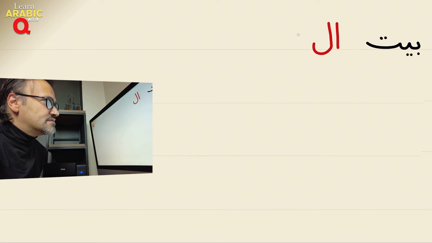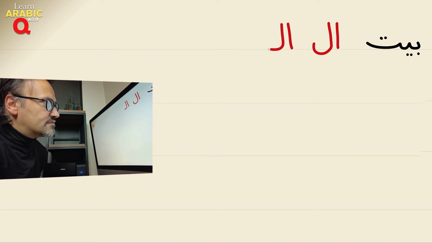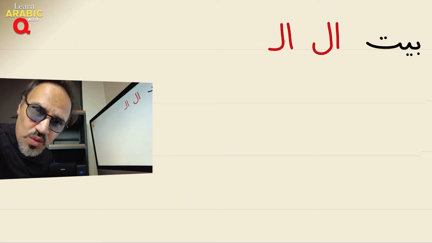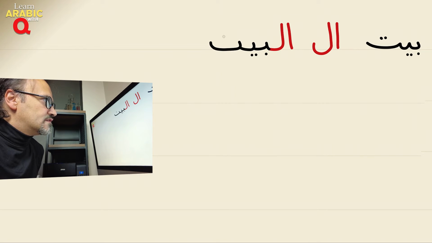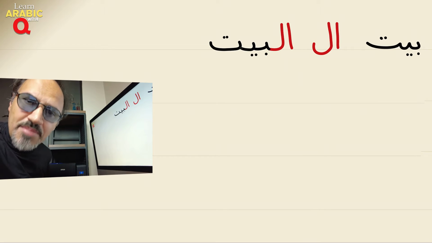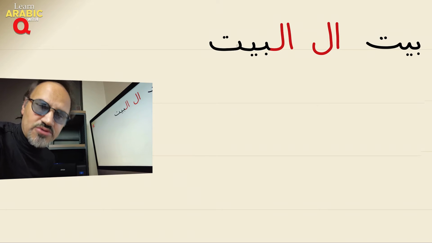Now if we add these to the word beit, it's going to be added like this. Now here this lam is waiting to be connected. So we have the be, and the ye, and the t. El-Beit. This means the house.